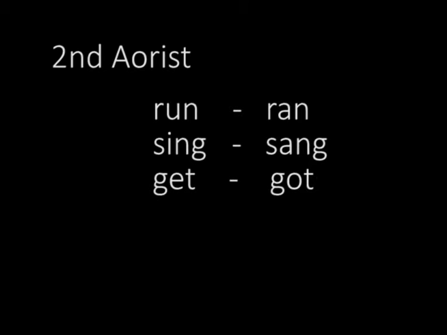The second aorist also makes a stem change in its formation. The second aorist makes use of the aorist stem, or the root stem of a verb, which looks a bit shorter than the present stem.